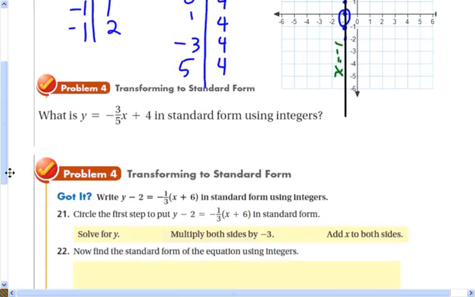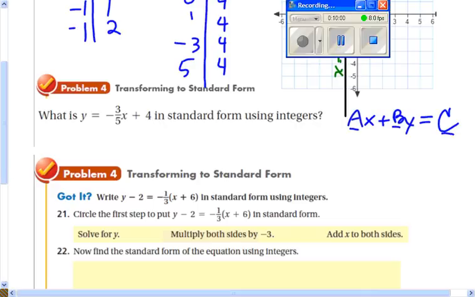All right, transforming to standard form. This equation is written in slope-intercept form. To put it in standard form, we need it to look like this. We need x and y to be on the same side of the equal sign, and we need some constant on the other side. The other thing we need are all of these values to be integers.